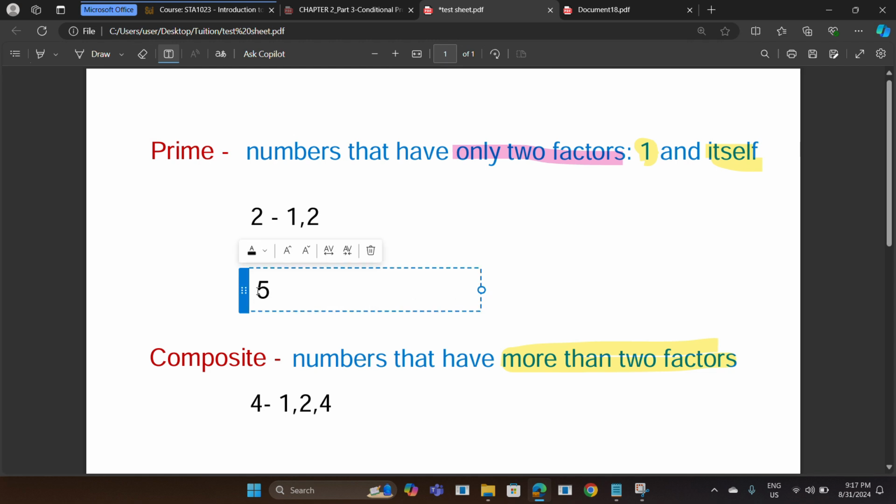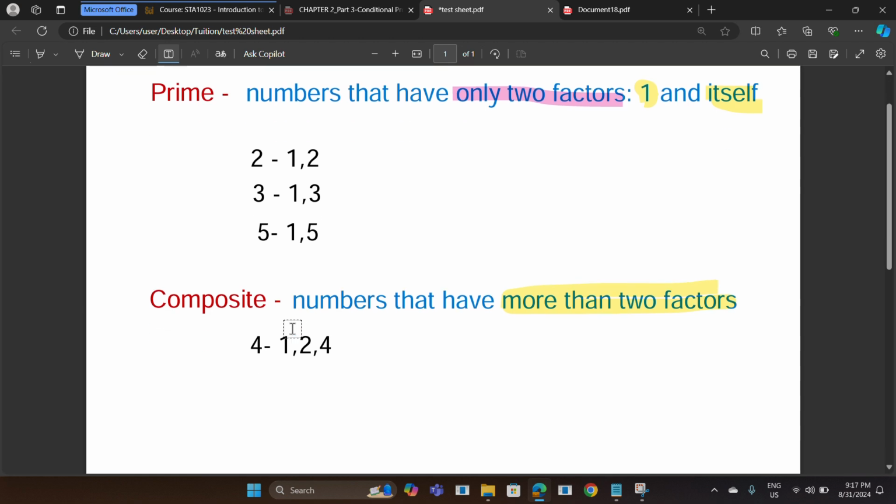Number 5 has 1 and 5 as its factors, because 5 can be divided by 1 and by itself. So 5 has only 2 factors. Because of that, number 5 is a prime number.